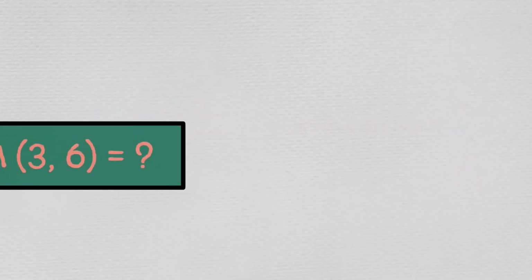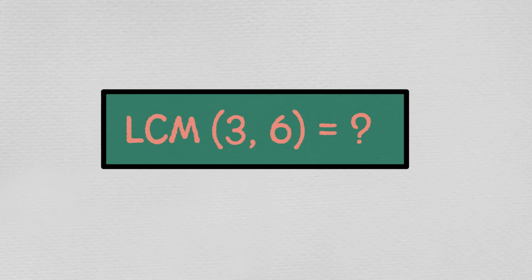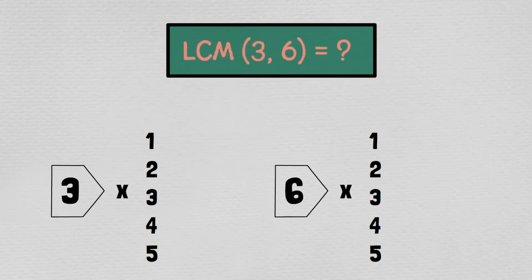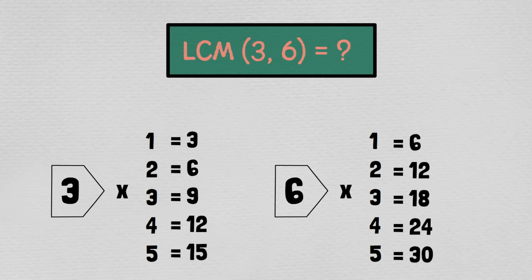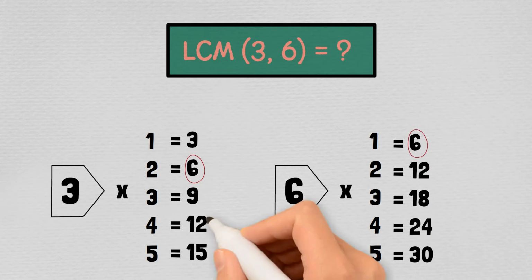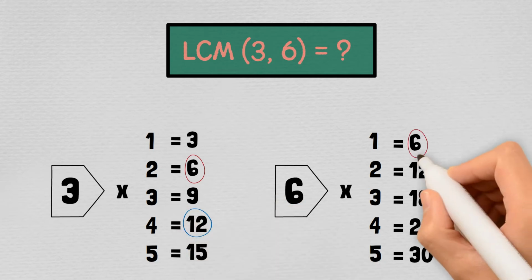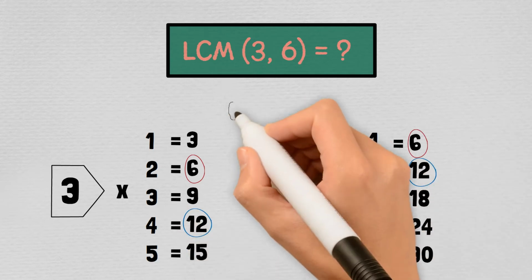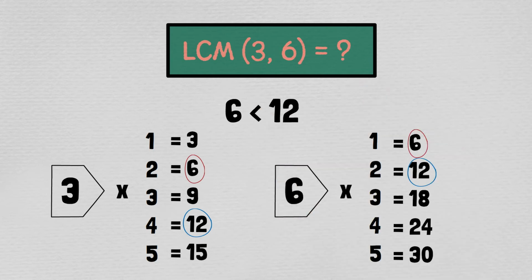Now, let's calculate and compare. Let's list the first 5 multiples of 3 and 6. When we complete the multiplication, we uncover two common multiples, the numbers 6 and 12. Of the two, 6 is the smaller number, and in fact is the smallest or least common multiple of both 3 and 6.